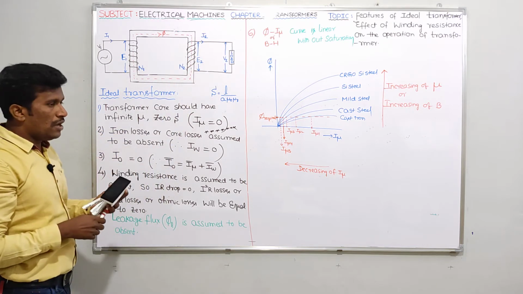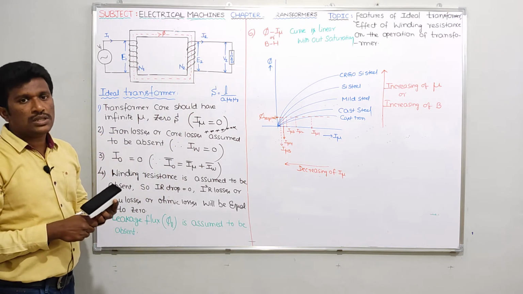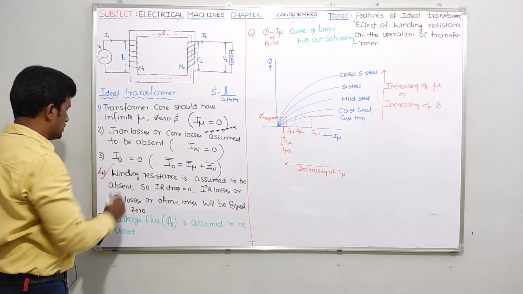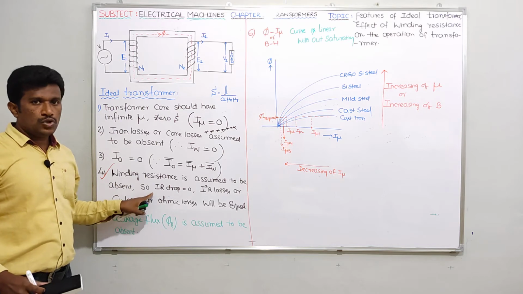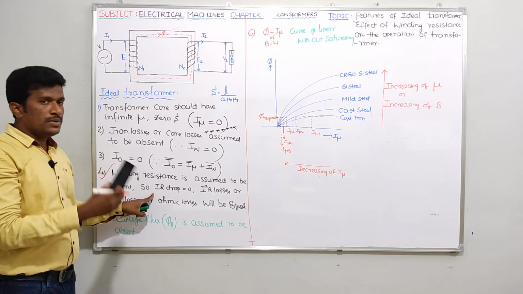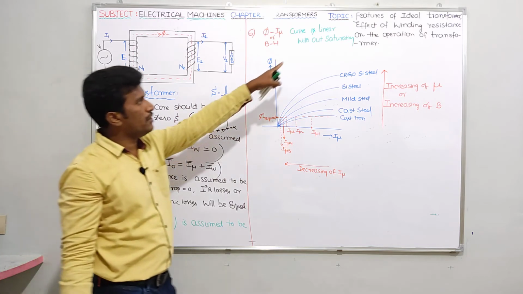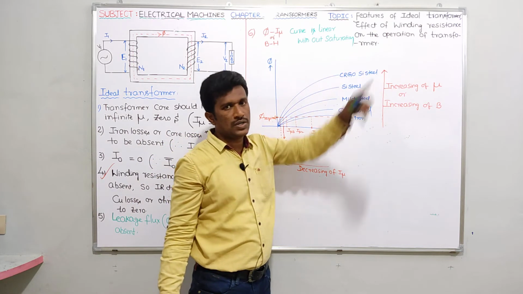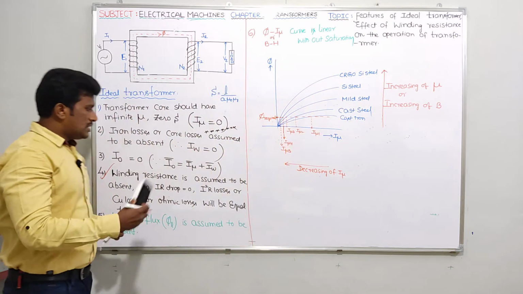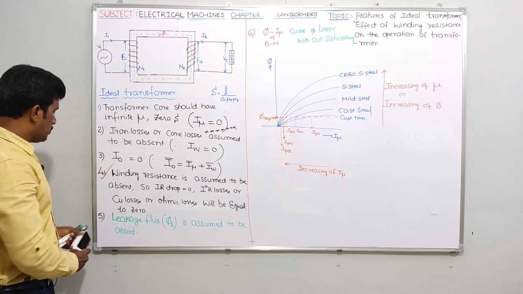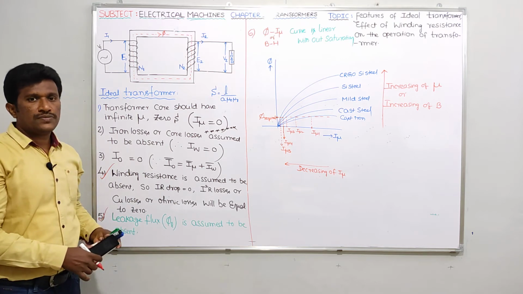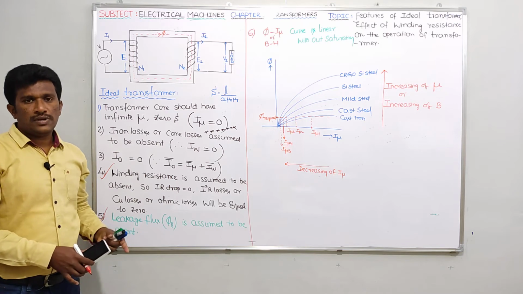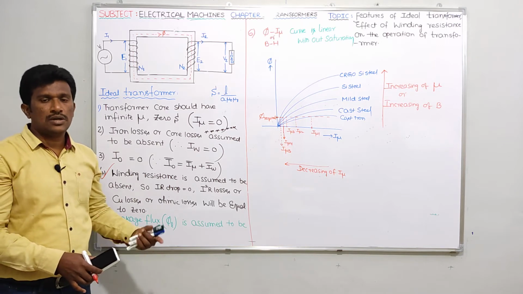Okay. So effect of winding resistance on the operation of transformer, we'll discuss this one. See, actually fourth point, winding resistance assumed to be absent, but to be frank, some resistance will be there. That only we are discussing here. Next we will discuss, if you see fifth point, leakage flux is assumed to be absent, but in practice leakage flux will be there. Effect of leakage flux on the operation of transformer, we'll discuss in another topic.